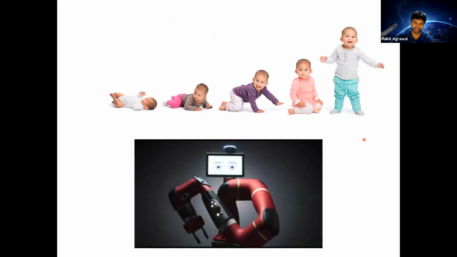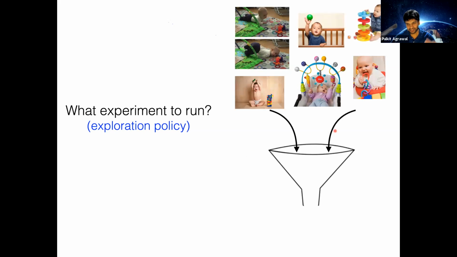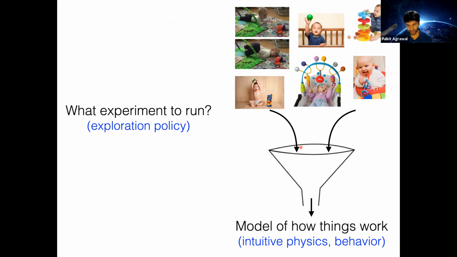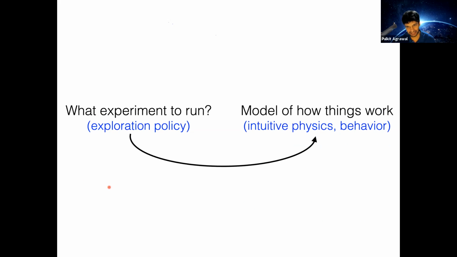So we actually covered bits of this hypothesis in the course, right? For example, if I have to go with this hypothesis, the first question is what tasks should I be solving, right? And then if I solve these tasks, I need to condense this data into models of how things work. These models should be able to solve new problems, learn from few examples, require minimal supervision, work from raw observations. So in some ways, the experiments generate data. This data can be condensed into models of how things work. And then these models in turn can inform what experiments to run. It's something that we saw in curiosity-driven exploration and other intrinsic reward methods.